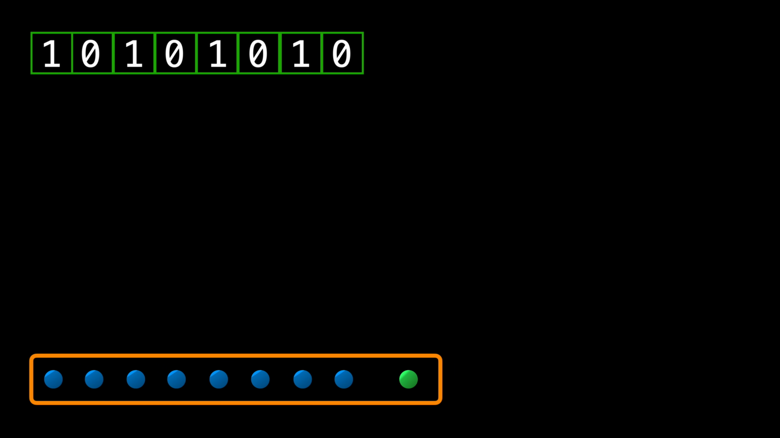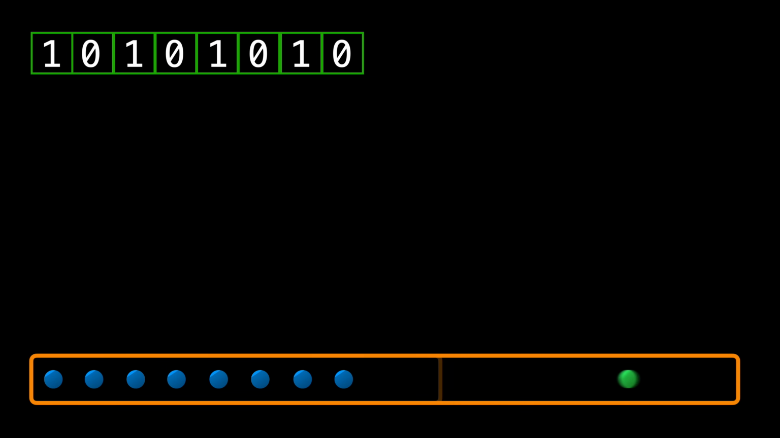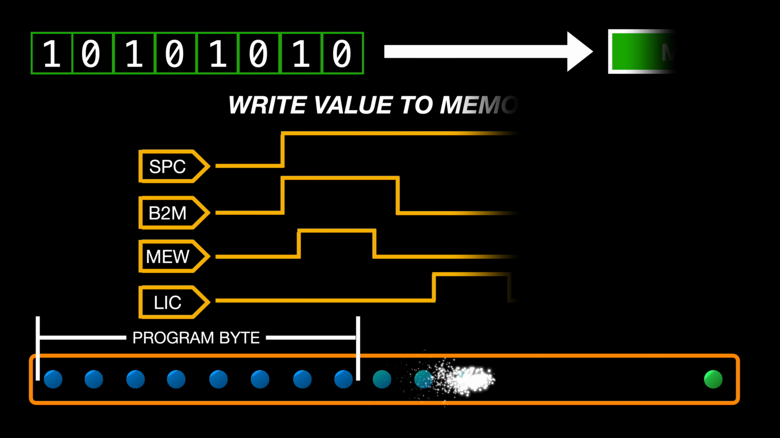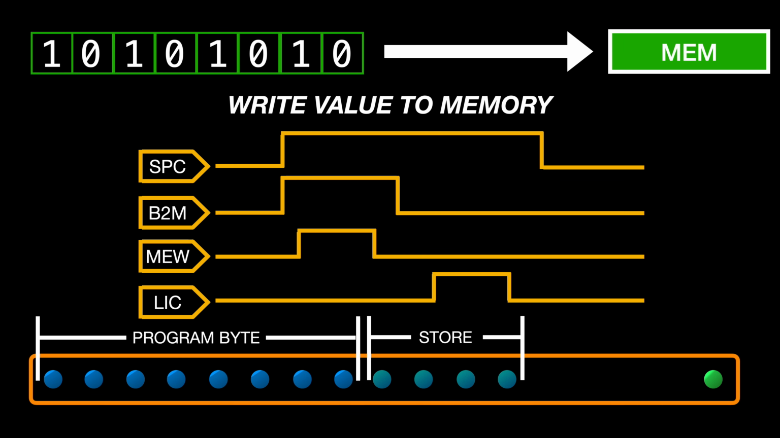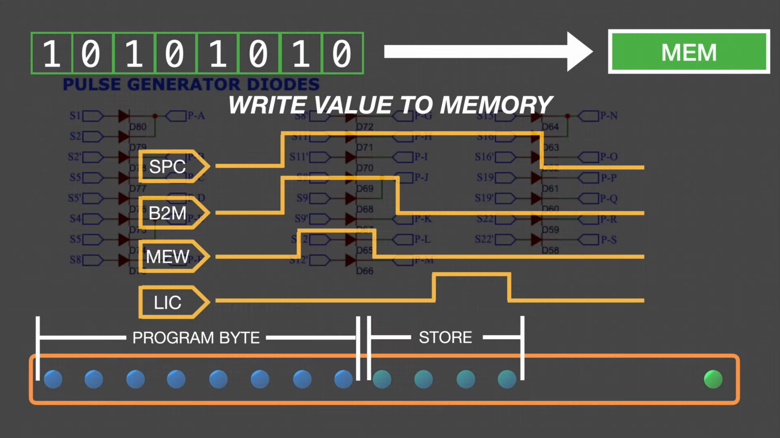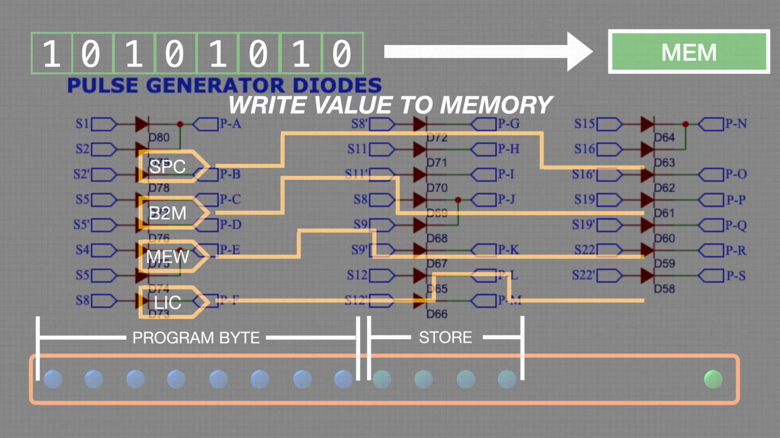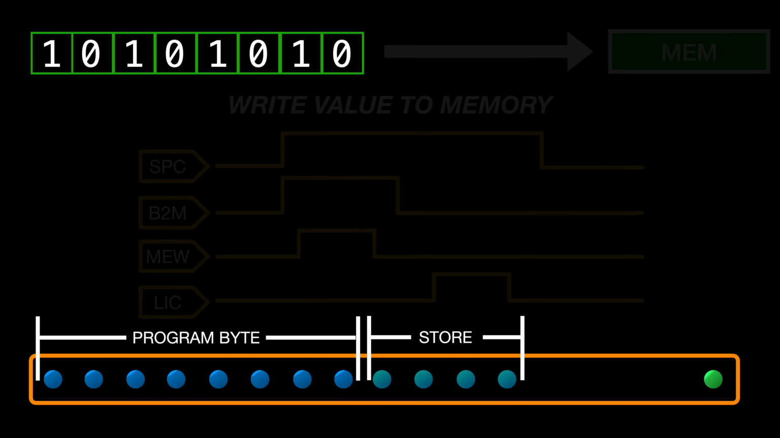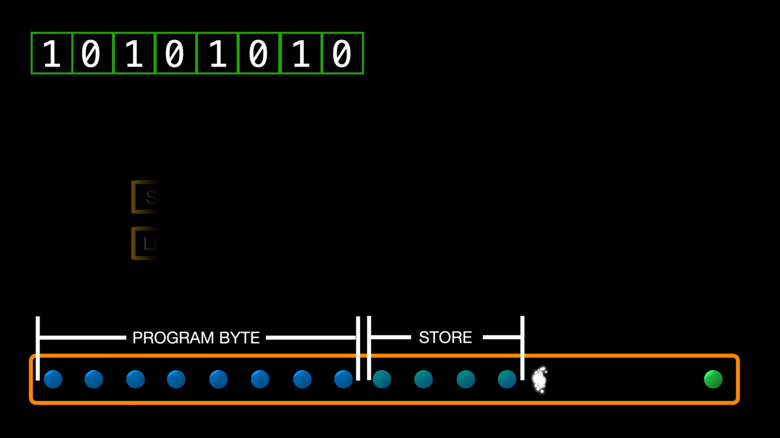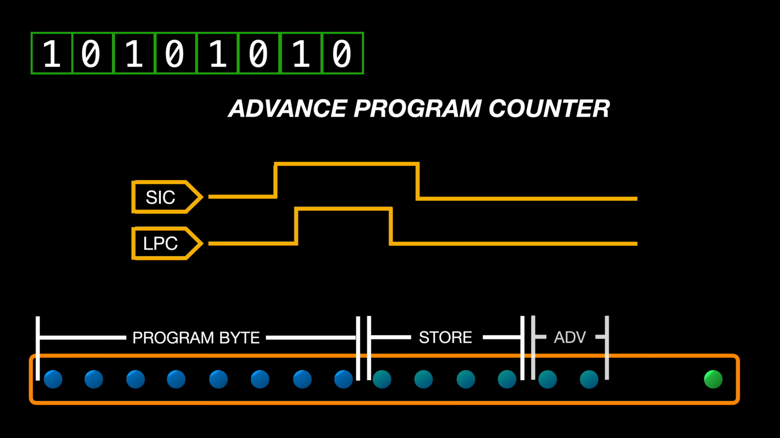And that's some additional sequencer steps to drive the control lines that will write that program byte to memory. Now, this does get a bit more complicated because I'll need to create some special timing pulses using diodes, like we had to do for the relay computer sequencer previously. And then after that, we just need to advance the program counter register so that we're pointed to the next memory location, and hopefully it should just be rinse and repeat.